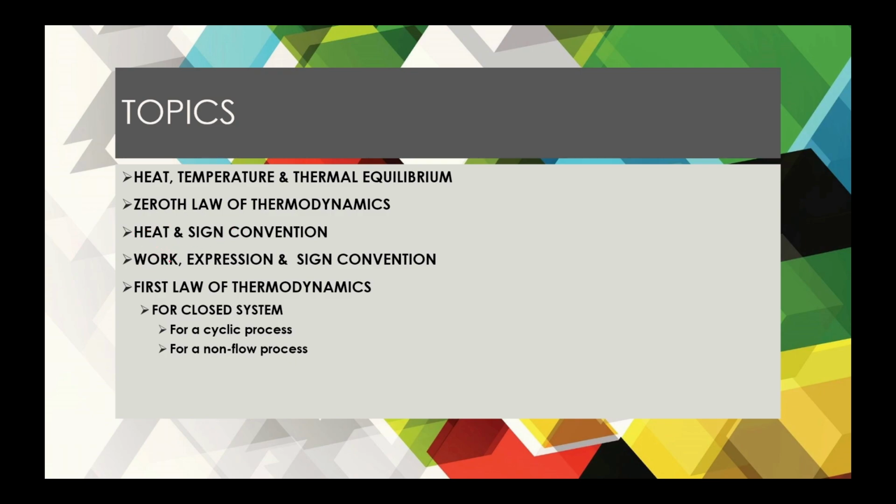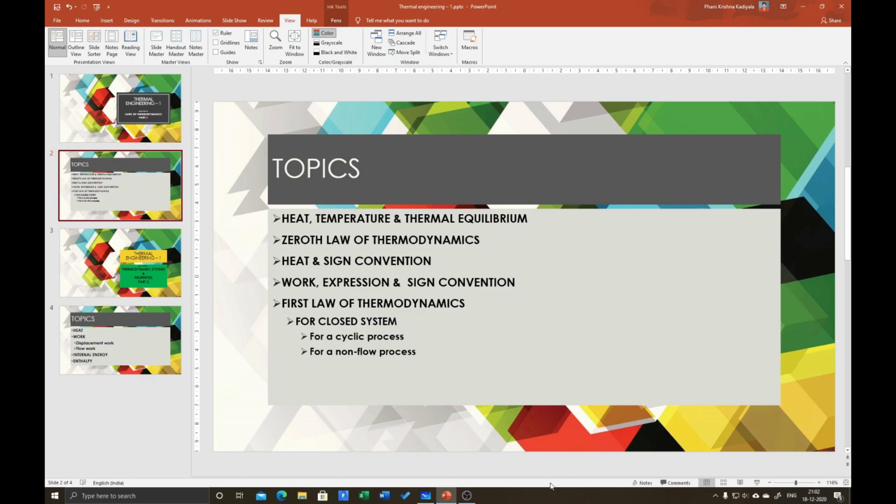We have already discussed heat and work in the last class, and we will get deeper into it. We will learn about the sign convention of heat and also work, how to derive work for a process, and also apply the first law of thermodynamics for a closed system when it is running in a cycle, or for a single process, which is a non-flow process. There will be no flow, meaning it is a closed system. We'll cover these topics in today's class.